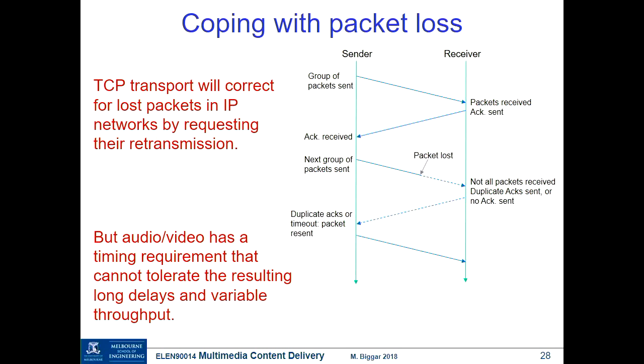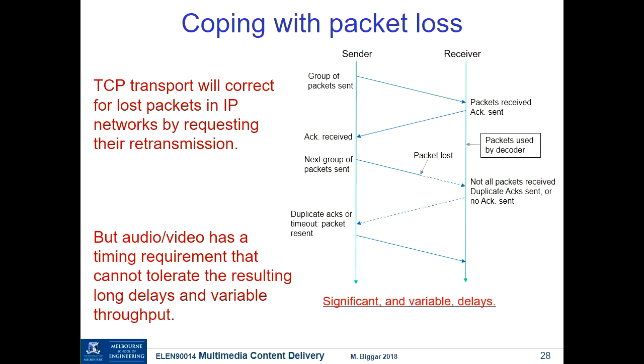Somewhere there could be a packet lost, in which case the acknowledgement is either not received back here, or it's duplicated. I'll come to the duplicate acknowledgements in a minute to see if anyone would like me to explain. But in any case, we detect from these acknowledgements that something went wrong, and so we resend a packet. All very good if we want to ensure a reliable transfer of our HTML page. But the problem is that that retransmission involves significant variable delays.